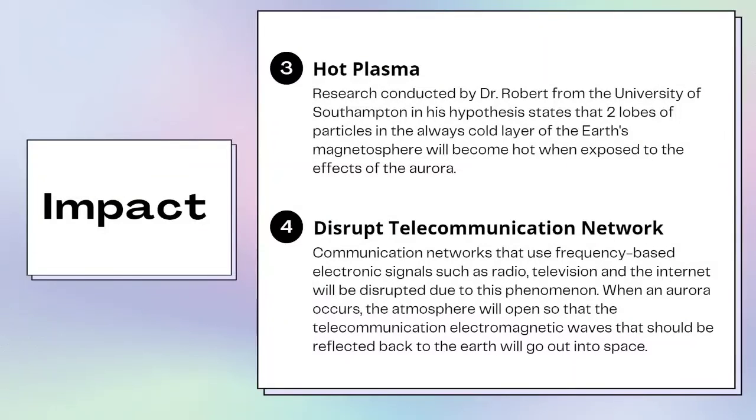Fourth, disrupt telecommunication network. Communication networks that use frequency-based electronic signals such as radio, television, and the internet will be disrupted due to this phenomenon. When an aurora occurs, the atmosphere will open so that the telecommunication electromagnetic waves that should be reflected back to the Earth will go out into space.